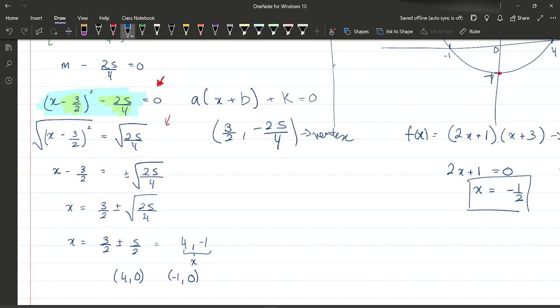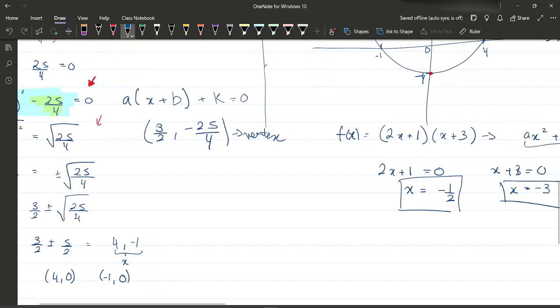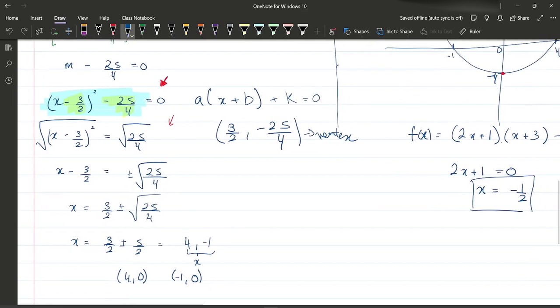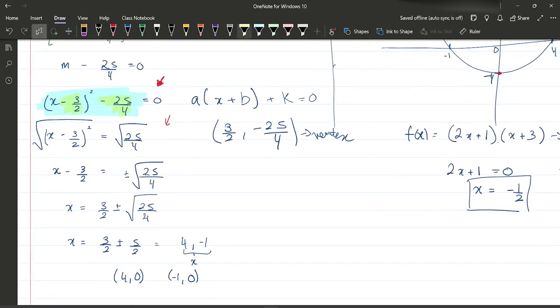That's really important because you can use this to find if it's a maximum or a minimum point, or how low the graph goes, or the range of the graph. So this is extremely important.